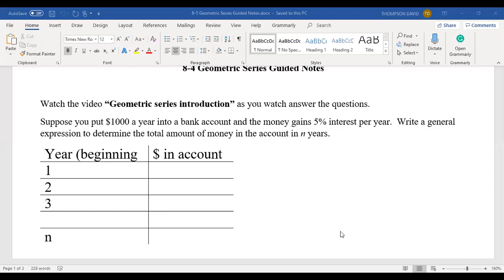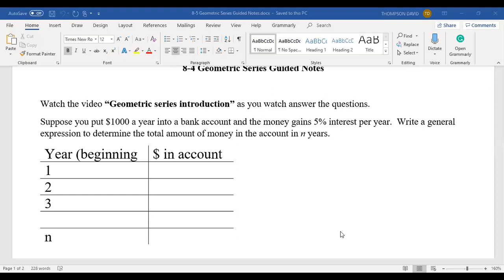In this video, I intend to introduce the idea of geometric sequences. So here's our first scenario. Suppose you put $1,000 into a bank account and the money gains 5% interest per year. Write a general expression to determine the total amount of money in the account in N years.